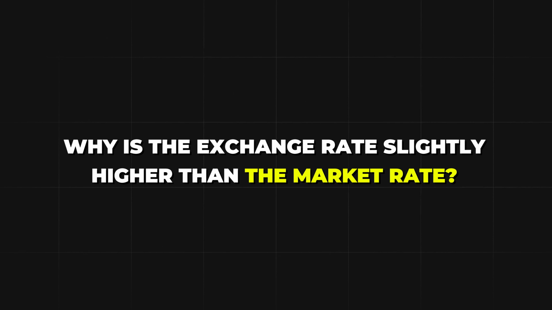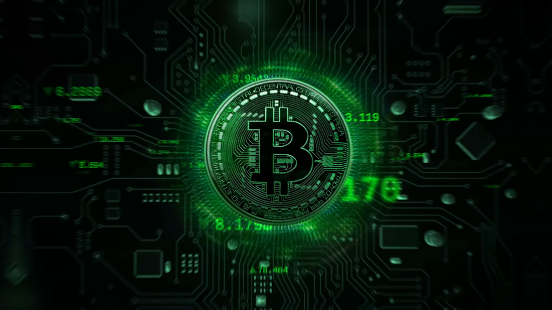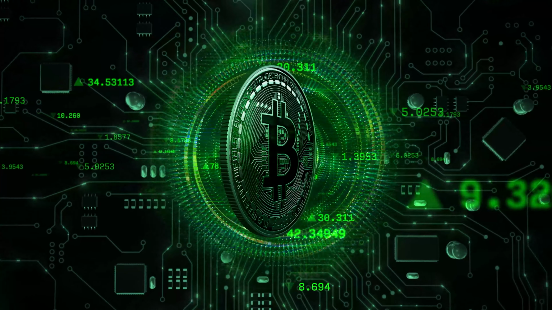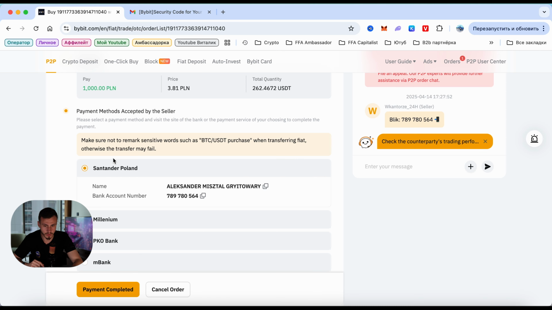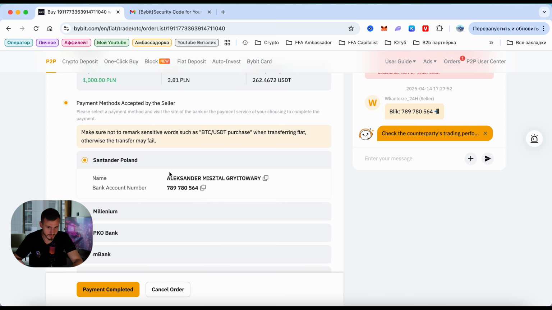And here is a common question: why is the exchange rate slightly higher than the market rate? You're buying crypto with zero commission, but the rate is a bit more expensive. That's just how crypto works, and it goes both ways. If you later sell your crypto, you'll get a slightly higher rate too. You're buying a crypto dollar, not fiat, a stable digital asset which you can send anywhere. So don't compare it directly to Forex exchange rates. It's a different system. So now you click buy, choose our payment method here, for example this Santander, right?